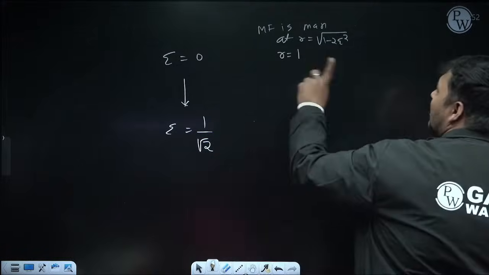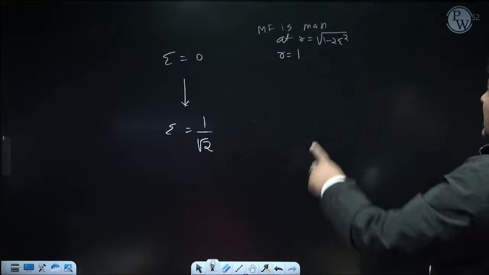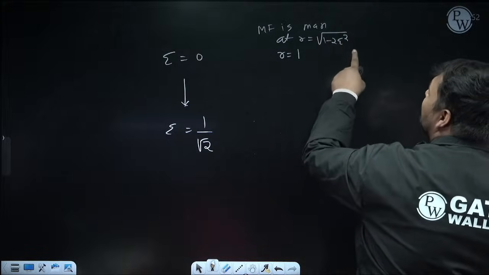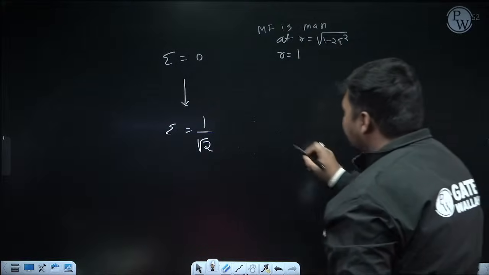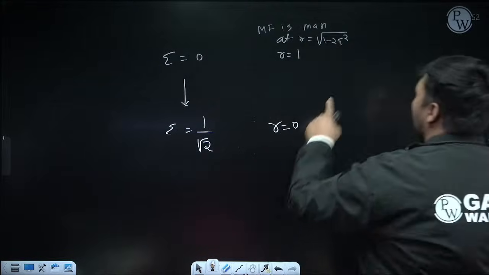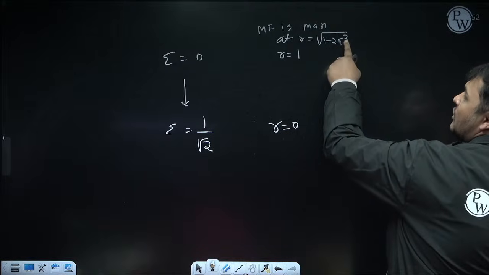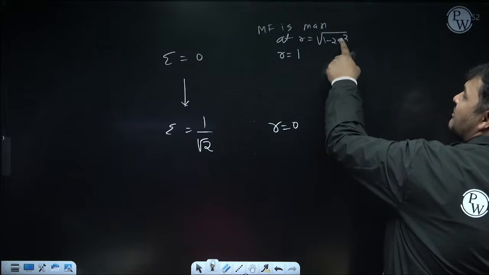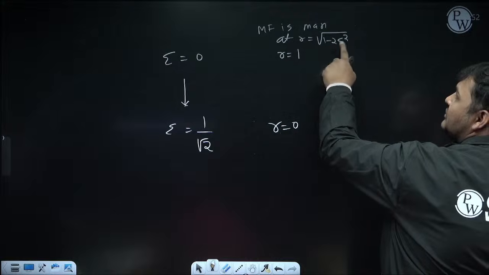For zeta equal to 0, MF is maximum at R equal to 1. Now, in this equation, if you put zeta equal to 1 by root 2, you will get R equal to 0. You can check. Put zeta equal to 1 by root 2 here. 1 by root 2 square will be 1 by 2. 1 by 2 into 2 is 1. 1 minus 1 is 0.